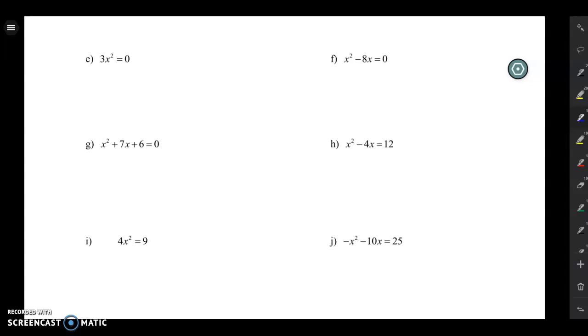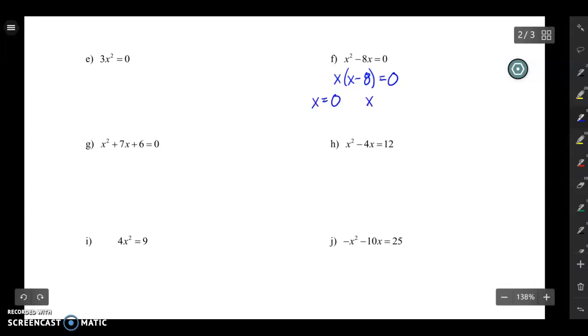So I look at x squared minus 8x, and I notice that I could factor an x out. So I have x times (x minus 8) equals 0. Then I'm just going to set each factor equal to 0. So x equals 0, x minus 8 equals 0. Now this is nice because x equals 0 is already solved. Add 8 over here to get the x alone, and x equals 8 is my other answer.